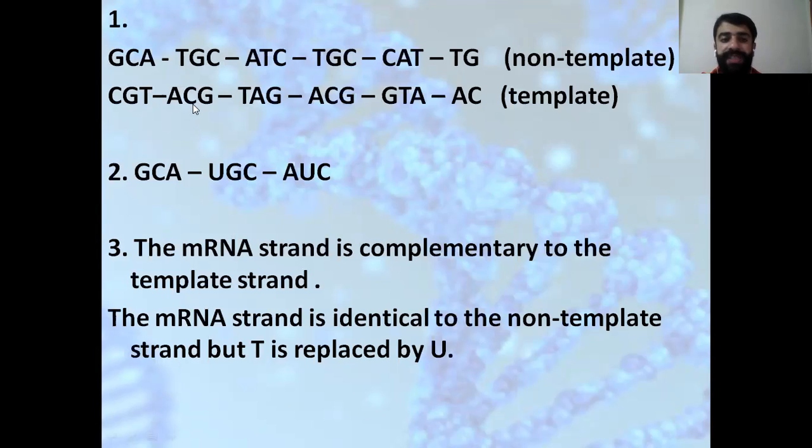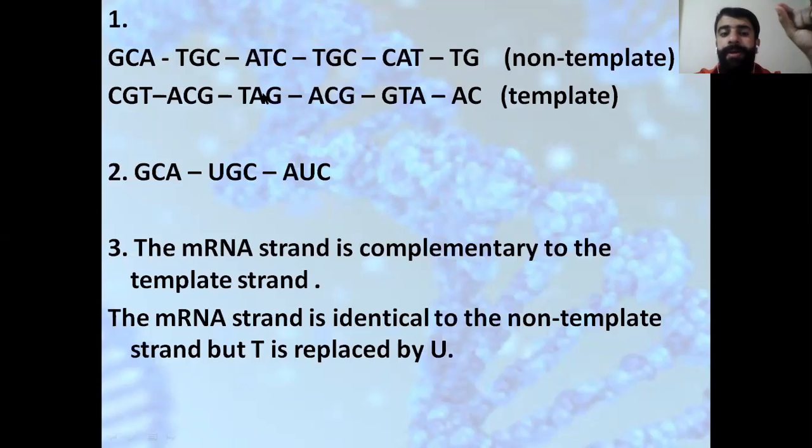The complementary of C is G. The complementary of G is C. Complementary of T is A. Complementary of A is U. The complementary of G is C, and so on. Here, I solved only the first three codons.